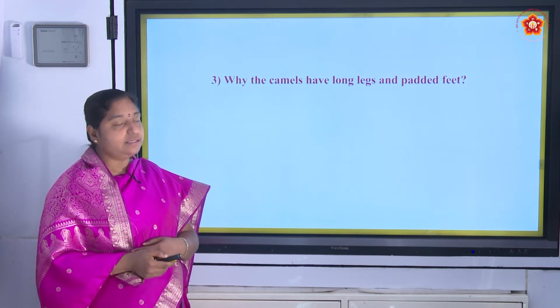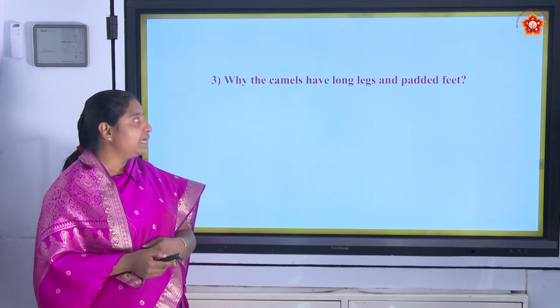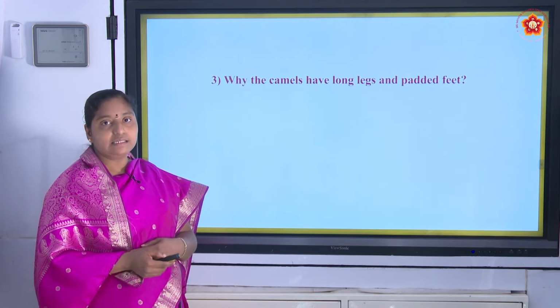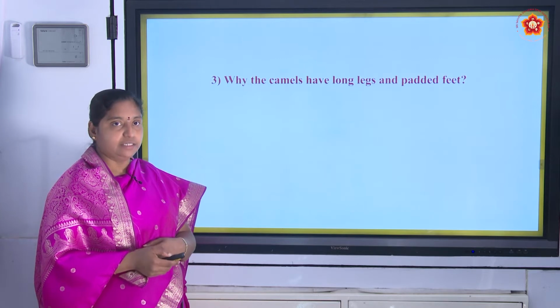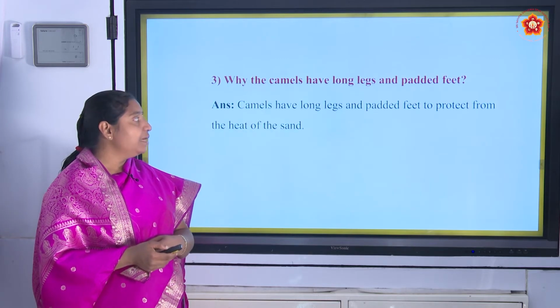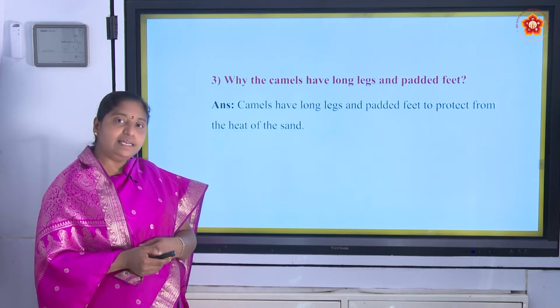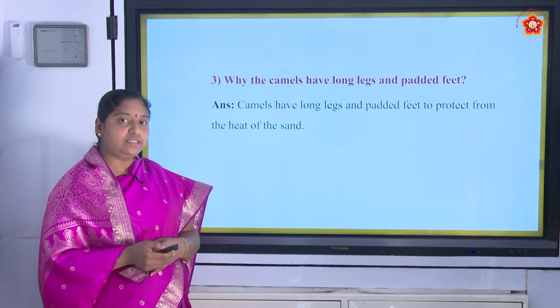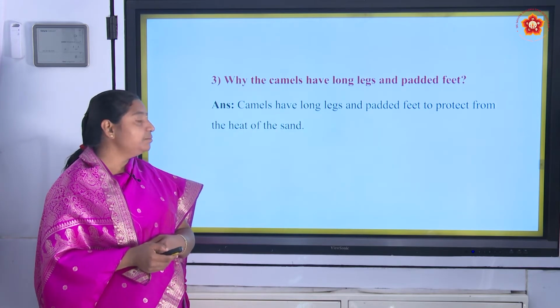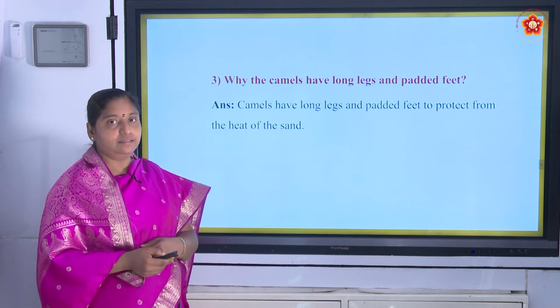Third question is, why do camels have long legs and padded feet? Camels have long legs and padded feet to protect from the heat of the sand.